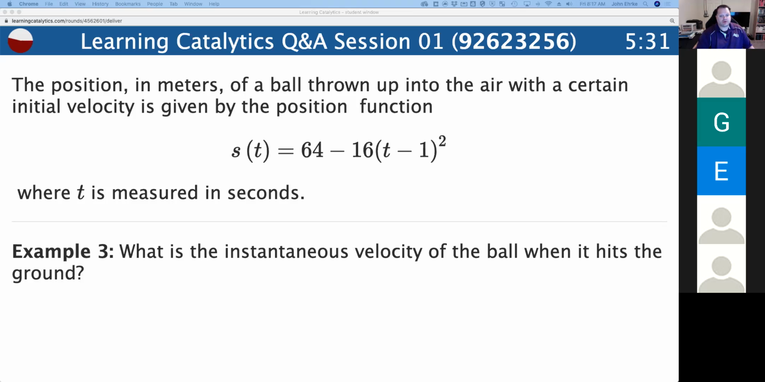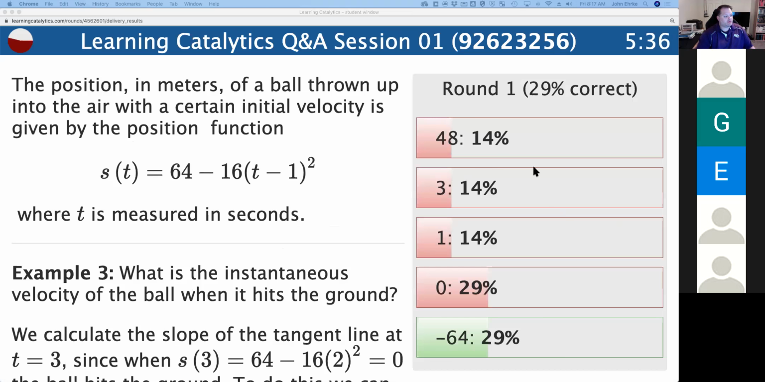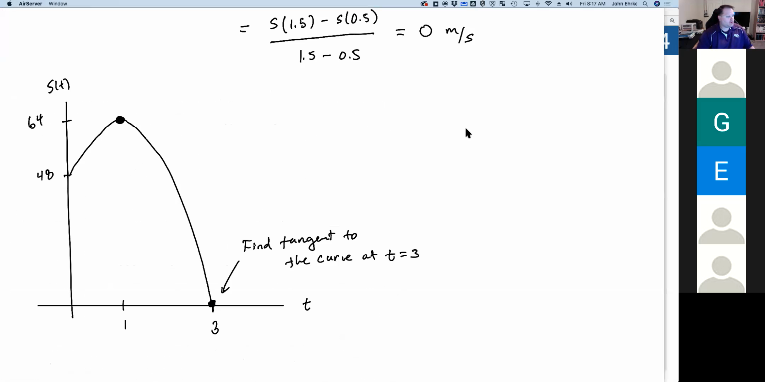All right, so the correct responses on this problem, for those of you that have responded, negative 64 is correct. Let's take a look at why. Basically, the problem we have here is we have this rock that's being thrown up. After 1 second, gravity overcomes it, pushes it back down, and it hits the ground 3 seconds later.